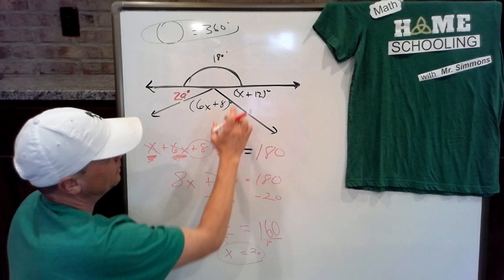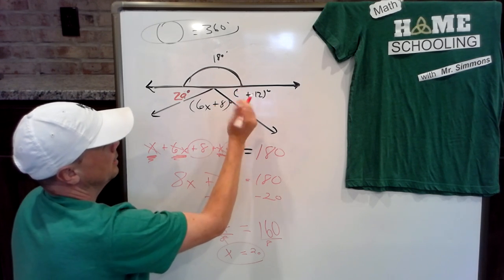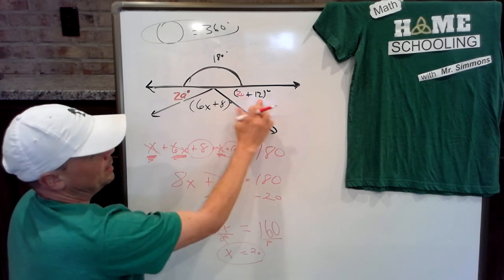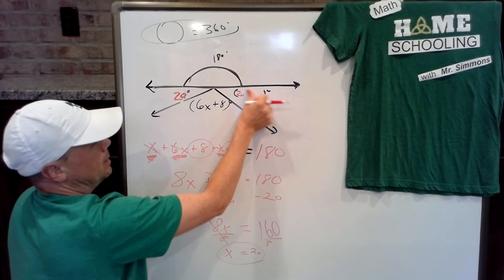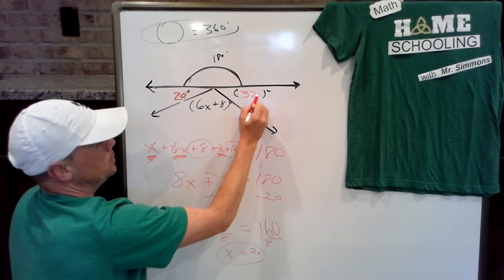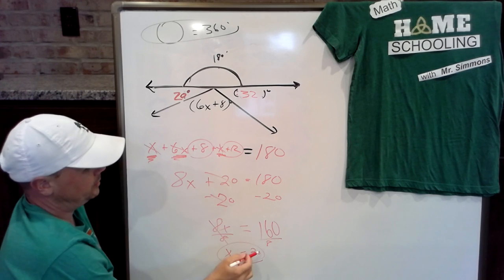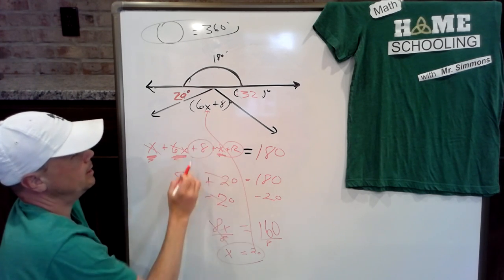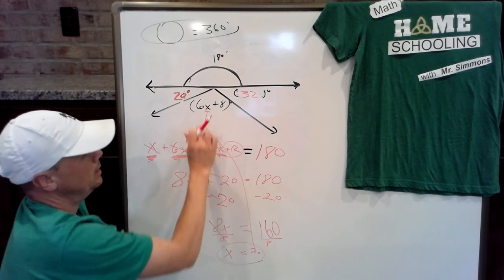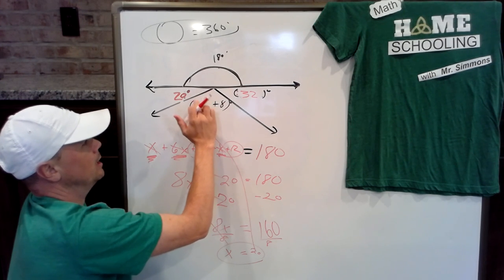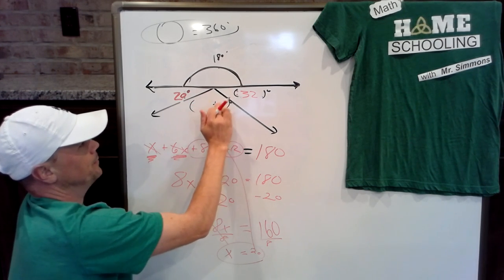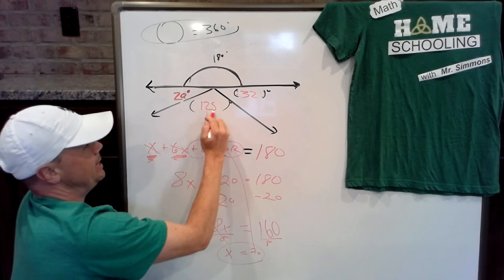Okay? And then over here, we're going to plug in a 20, and that's going to be worth 20 plus the 12. So then that becomes worth 32 degrees right there. And then 20 is also going to go in for that x right there. 6 times x is 20. That's 120 plus this 8. This is worth 128 degrees.